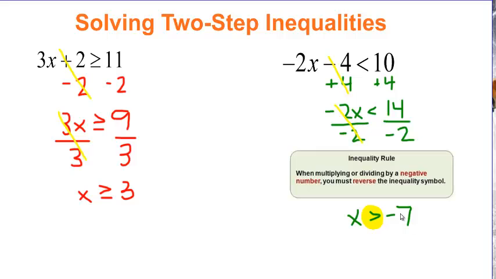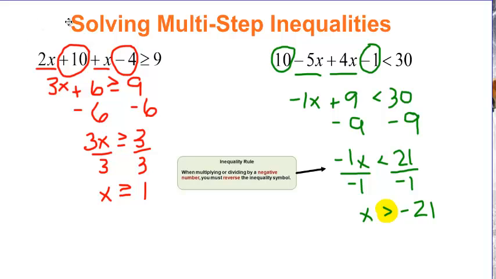Now let's look again at solving multi-step inequalities. In this first multi-step inequality, remember, we underline all the things with x's, so 2x plus 1x makes 3x, and we circle all of our numbers, so 10 and negative 4, so 10 minus 4 gives us 6. So we get the inequality 3x plus 6 is greater than or equal to 9. If we subtract 6 from both sides, we get 3x is greater than or equal to 3. Then we divide by 3 on both sides and get x is greater than or equal to 1, because 3 divided by 3 is 1. Simple.